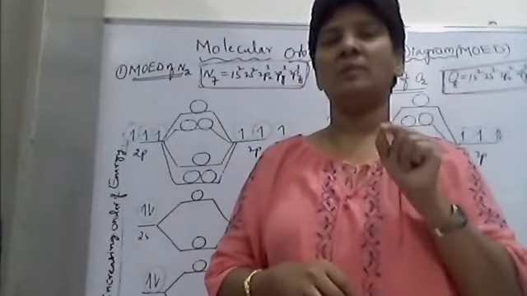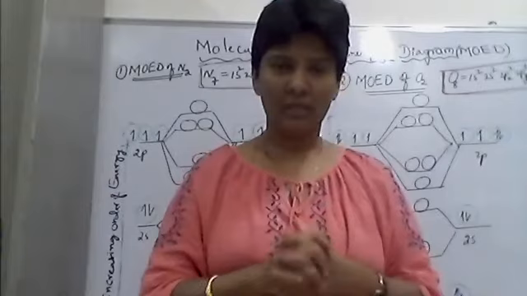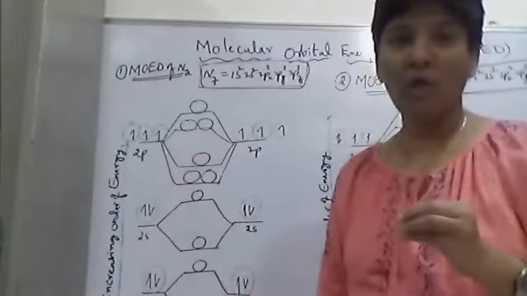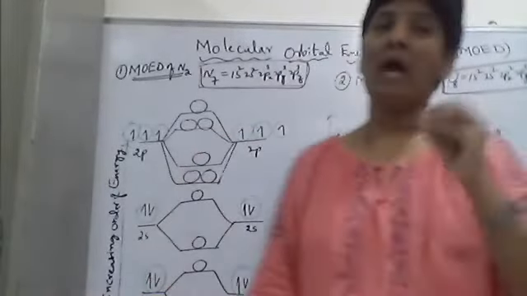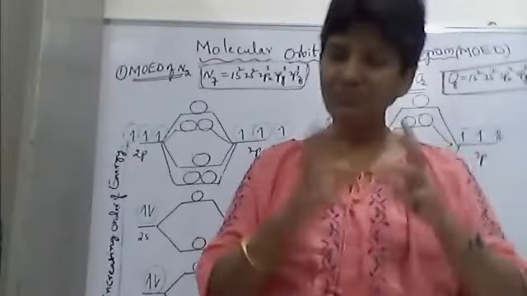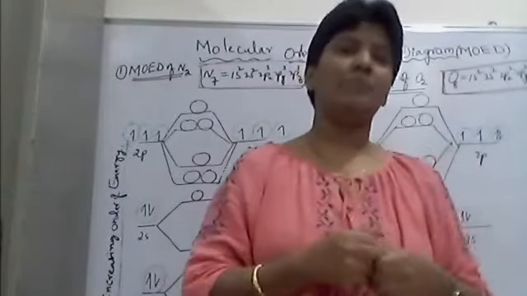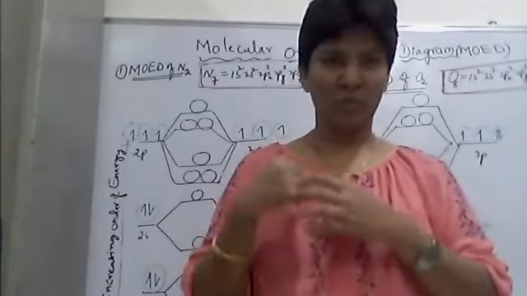Now according to molecular orbital theory, we are going to calculate the bond order and check the magnetic nature of the N2 molecule and the O2 molecule. And before this, I am going to explain the MOEDs, molecular orbital energy diagrams, of both the molecules.